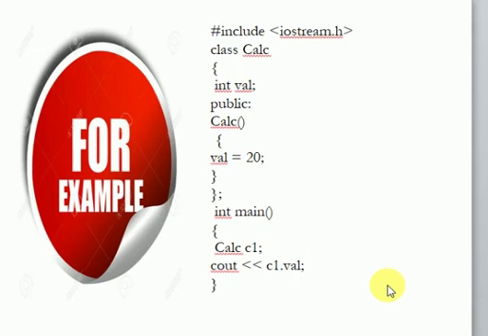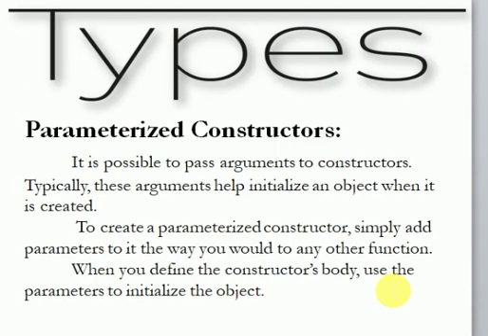Next we are going to discuss the parameterized constructor. A default constructor does not take any argument, but a parameterized constructor passes arguments to the constructor and initializes an object when it is created.